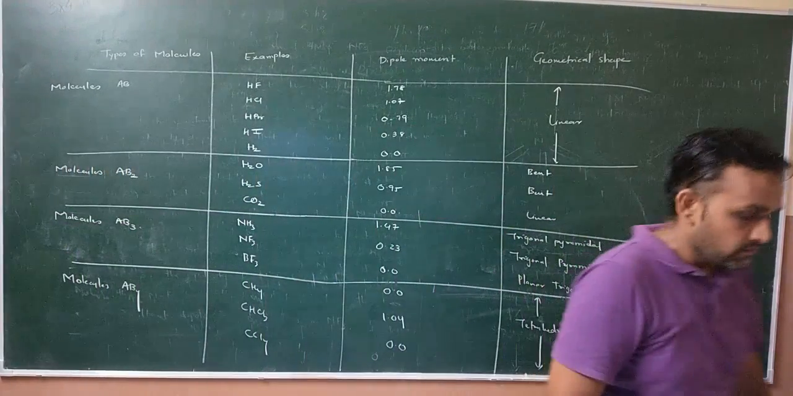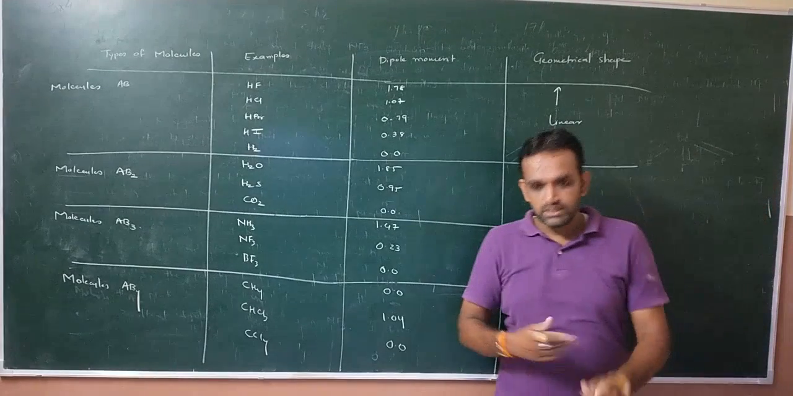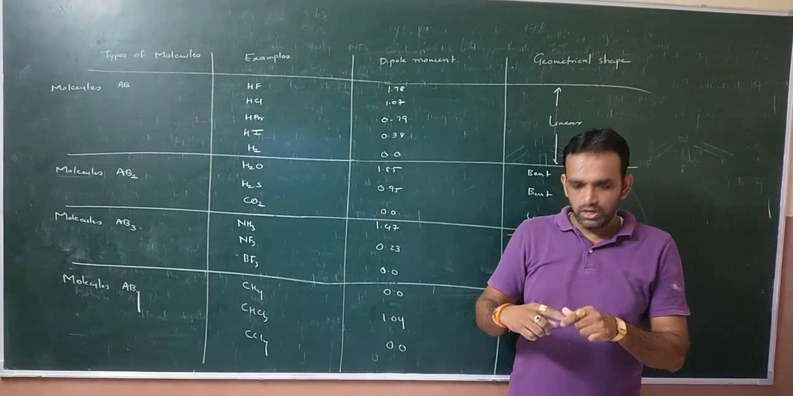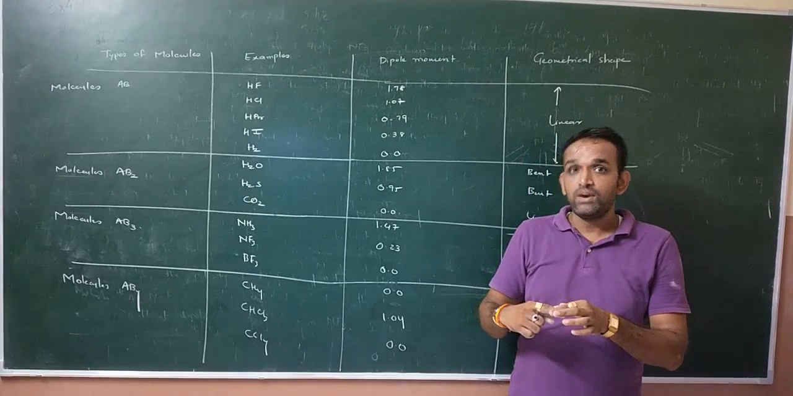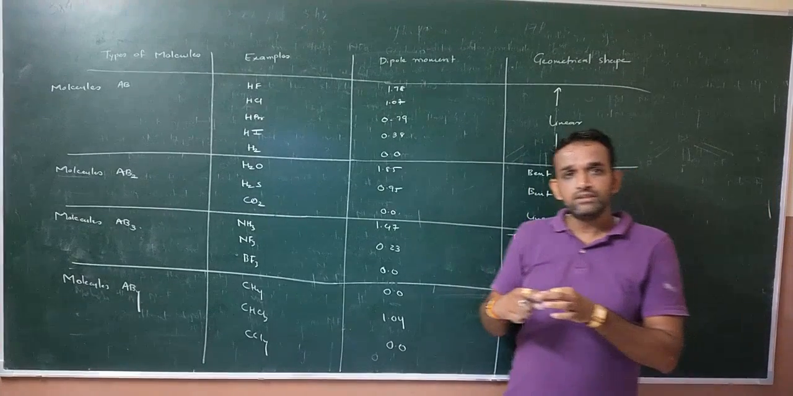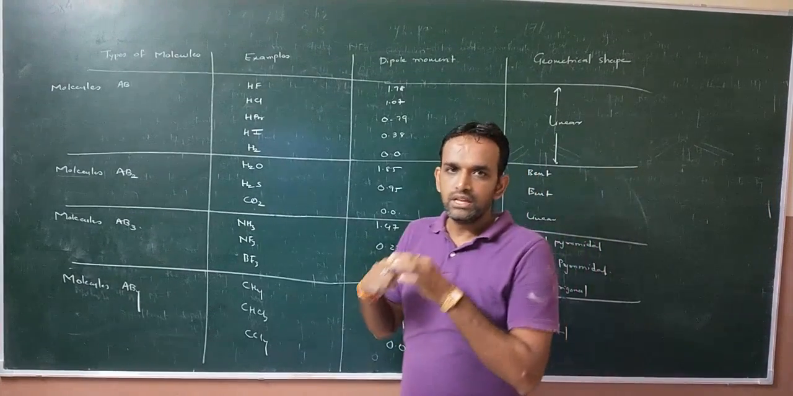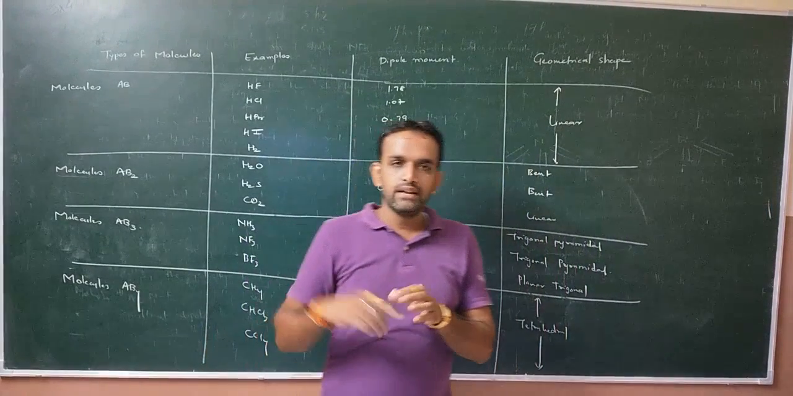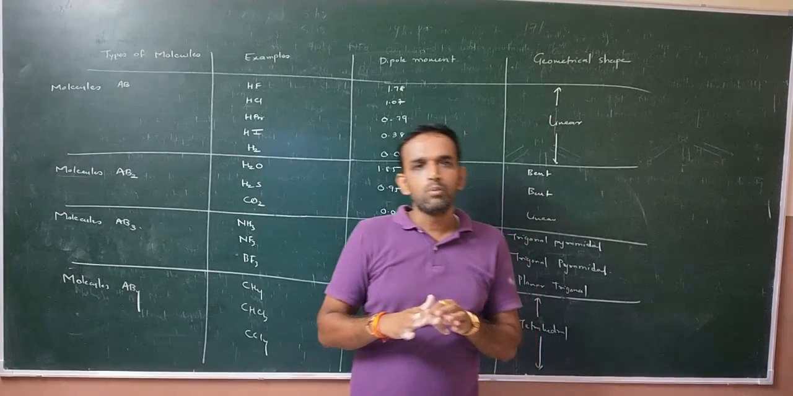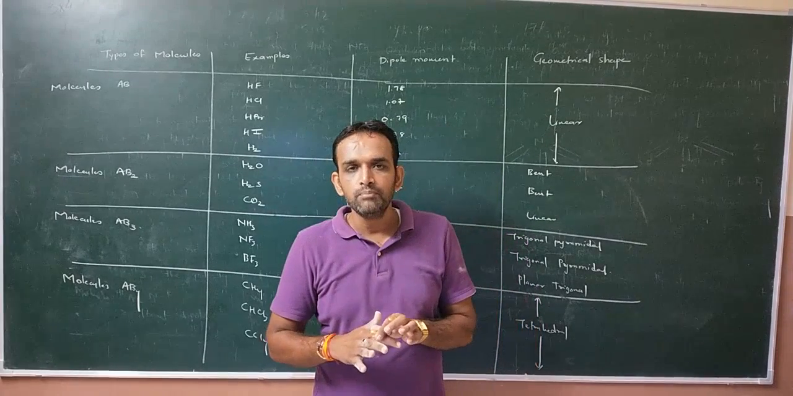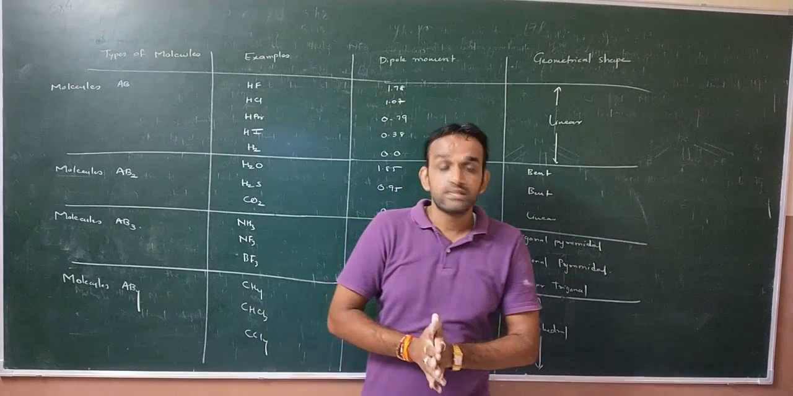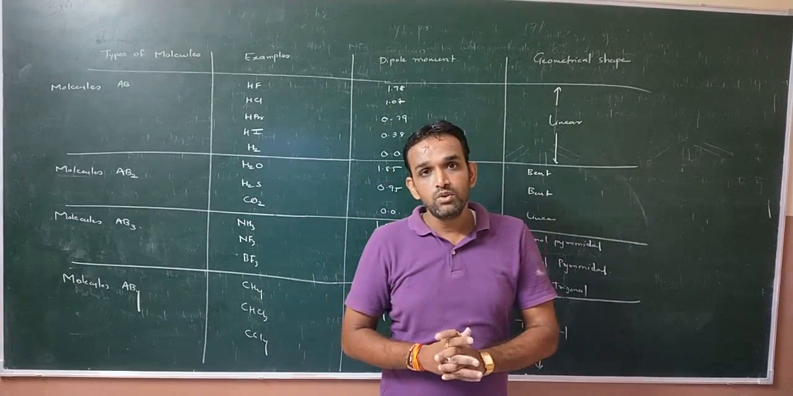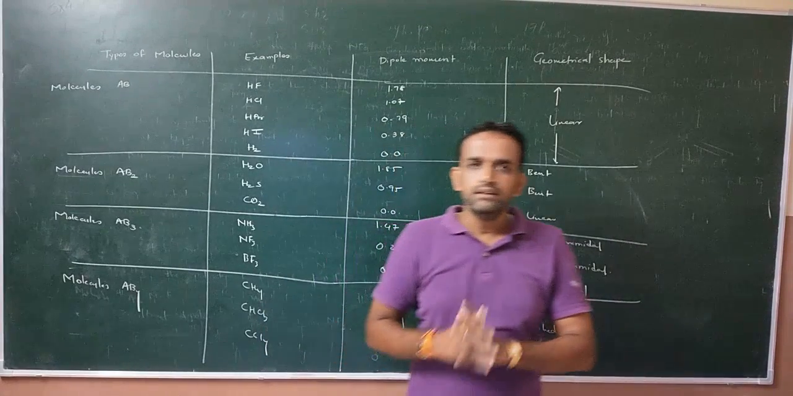So today we have discussed the different points. First one, the polarity of bond. Then we have also explained why the dipole moment of NF3 is less than that of NH3, right? And last one, we have discussed the geometrical shape as well as the dipole moment of the different molecules. Okay, so in this video up to here it's enough. In the next video we are going to discuss the valence bond theory.